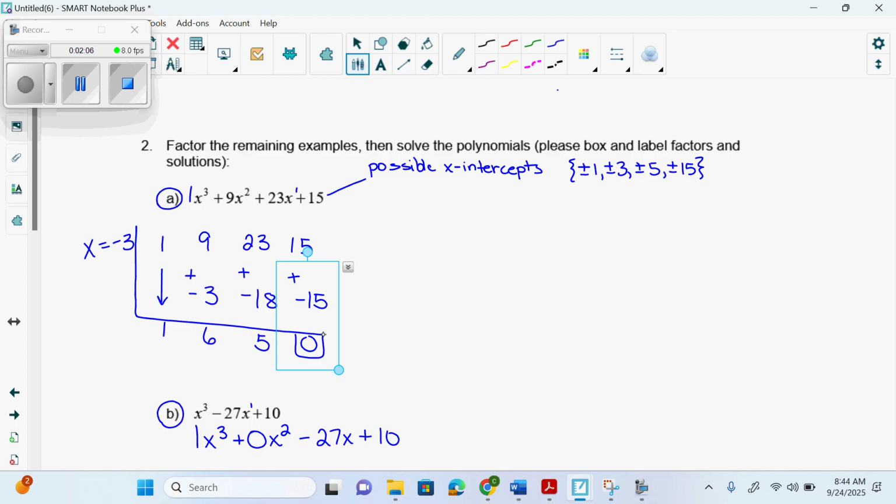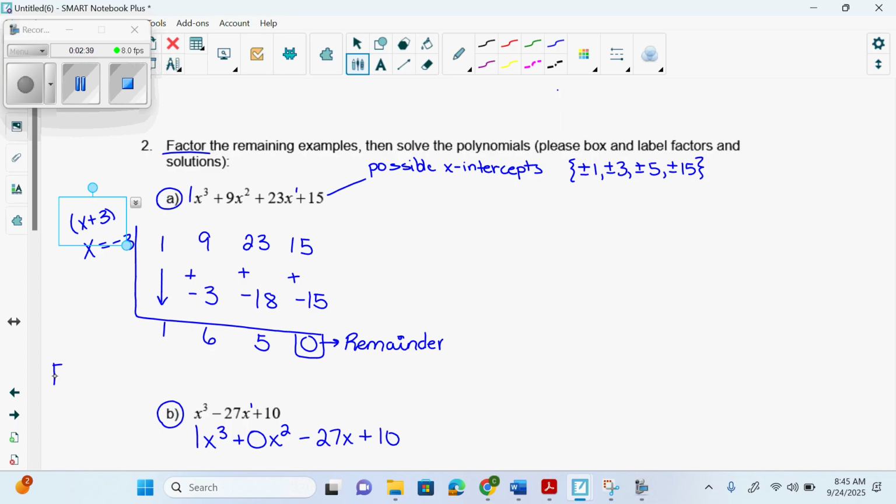So we know we're good because that's the remainder, and we need it to be 0, because that means y is 0. And when y is 0, what have we found? The x-intercept, correct? We also know that x equals -3 gives us a factor. So this is the x-intercept. What is the factor? X plus 3. And this is asking us to factor, then solve.